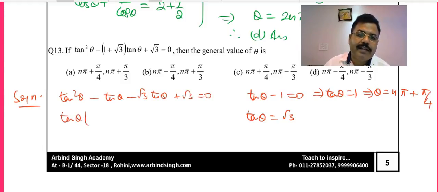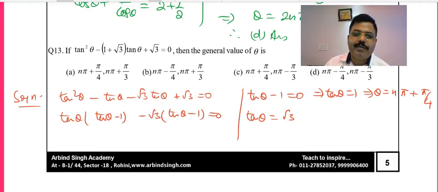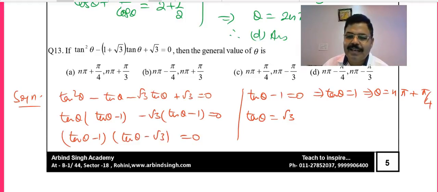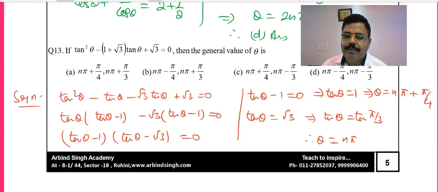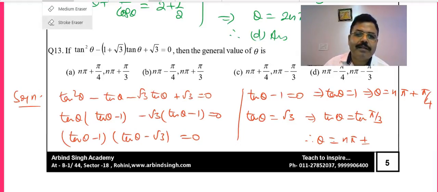So if I take tan theta common, then here it will be left tan theta minus 1 and root 3 common. Then that will be tan theta minus 1. Actually, this is given as x square minus sum of roots into x plus product of roots is equal to 0. So easily one can analyze this. And so tan theta minus 1 and tan theta is equal to root 3. In this case, tan theta is equal to tan pi by 3, right? And therefore, theta is equal to n pi plus pi by 3.